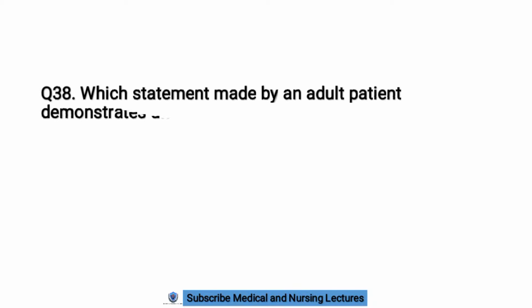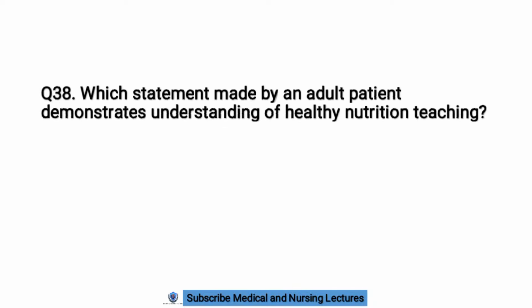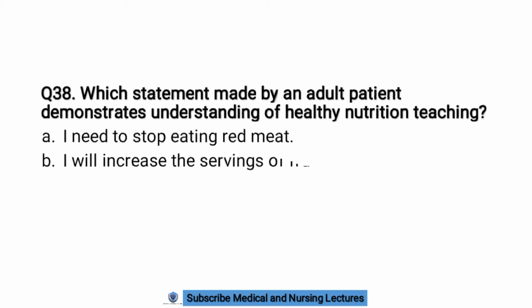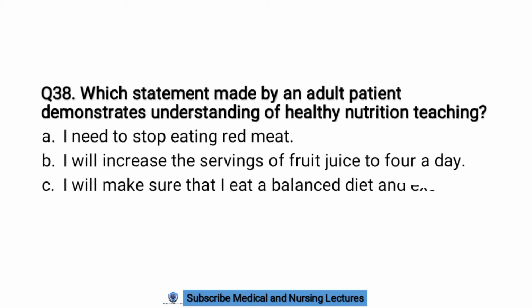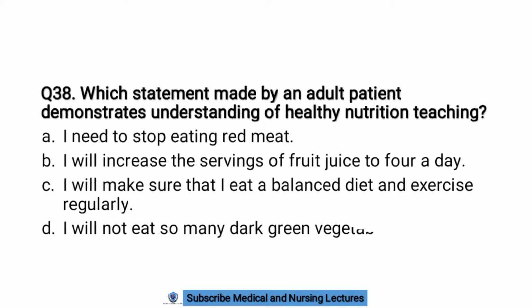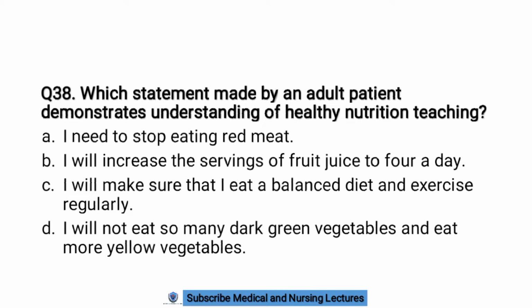Question number 38. Which statement made by an adult patient demonstrates understanding of healthy nutrition teaching? I need to stop eating red meat. I will increase the servings of fruit juice to 4 a day. I will make sure that I eat a balanced diet and exercise regularly. I will not eat so many dark green vegetables and eat more yellow vegetables. Here the correct option is option C, which is I will make sure that I eat a balanced diet and exercise regularly.